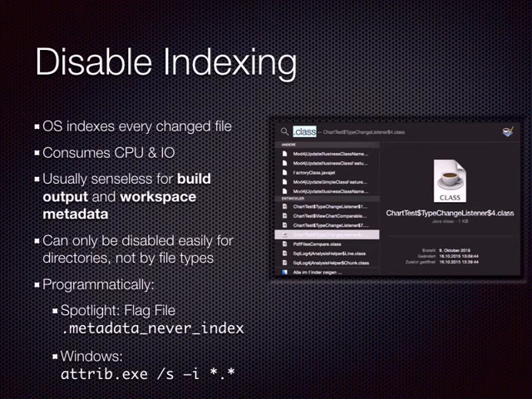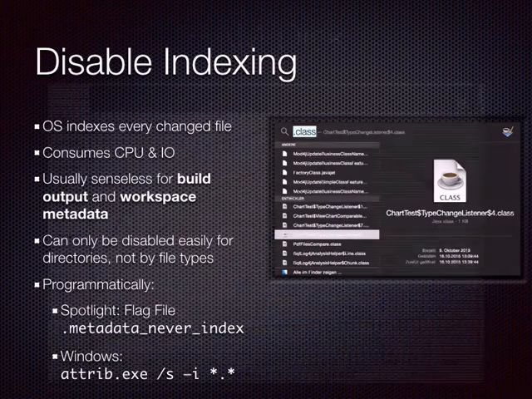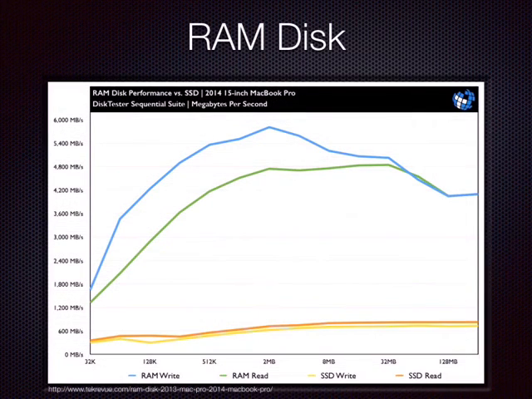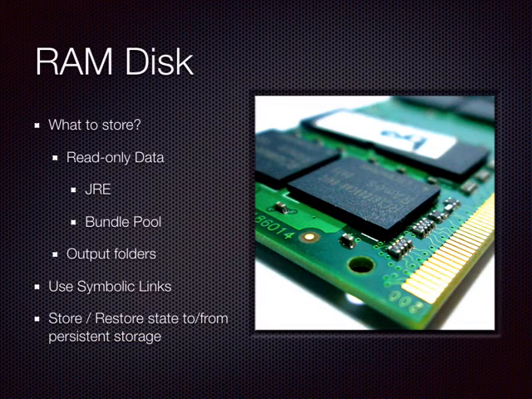Another thing that you can do, if you have a more modern notebook like mine with 16 gigabytes of RAM, how much RAM do I actually use? It's almost half of it. So what you can do is build a RAM disk. A RAM disk is much faster than your SSD, about 6 or 7 times faster. And you can store some things on your RAM disk. Not everything. You should only store read-only data like the JRE and the bundle pool, maybe the output folders. I don't care if class files go away.